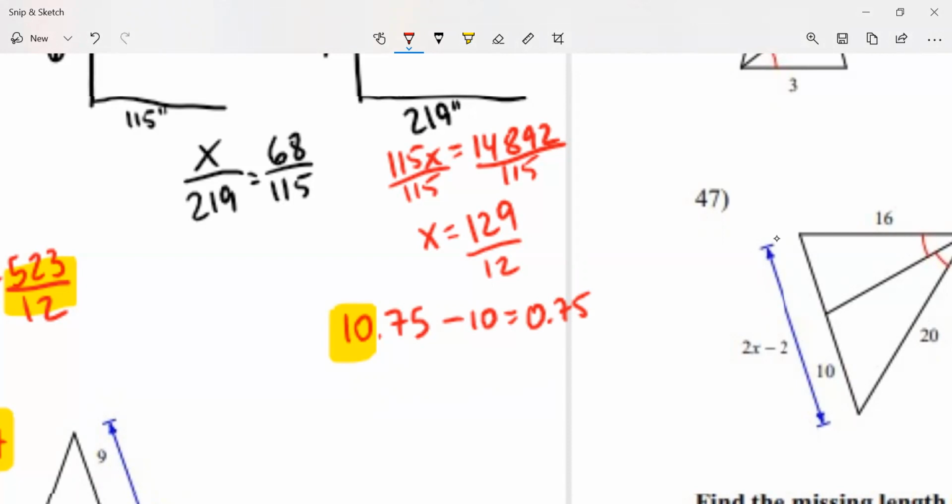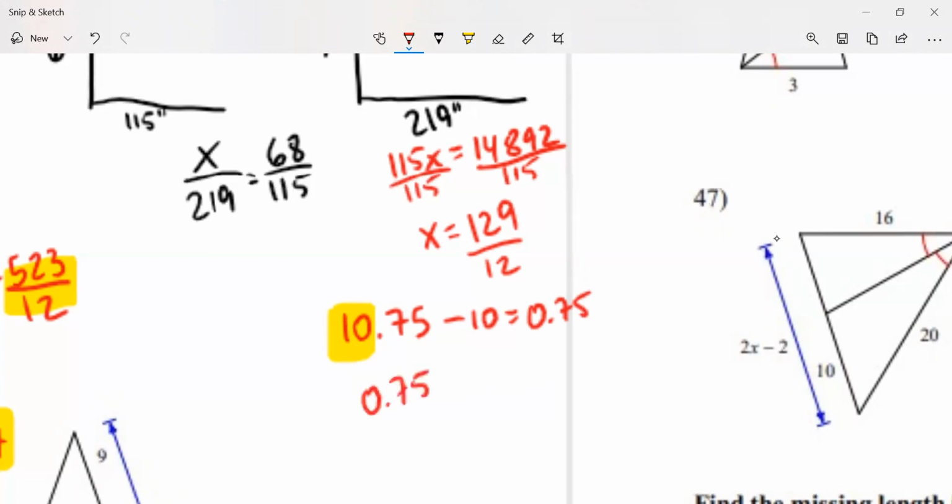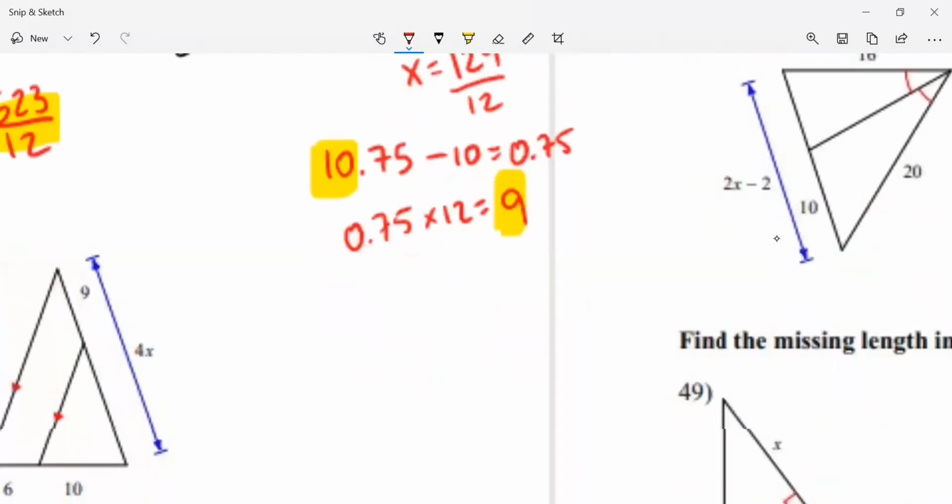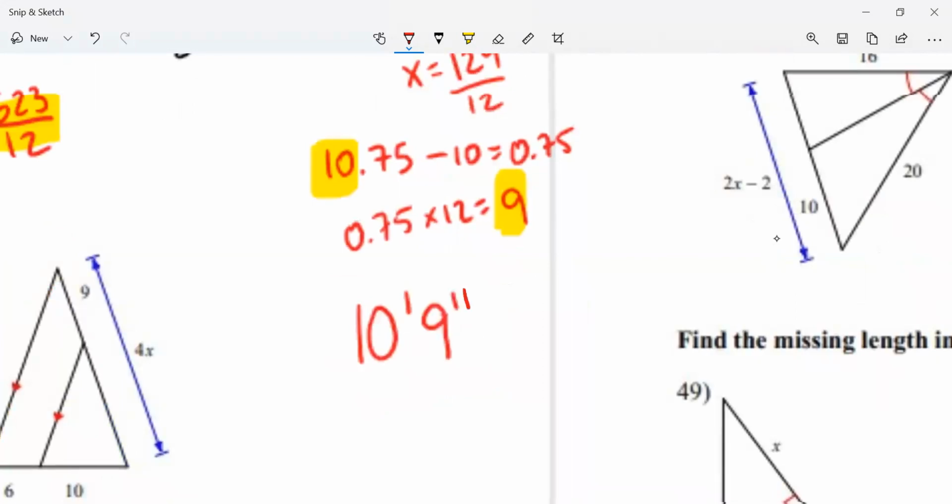Let me multiply this. So 0.75 times 12 on my calculator is 9. So I went 129 divided by 12 gave me 10.75. I subtract the 10, but I do keep the 10 in my mind. So I just want the decimal part, 0.75 times 12 is 9. So now I'm ready for my answer. The tree, in this case, is going to be 10 feet 9 inches.